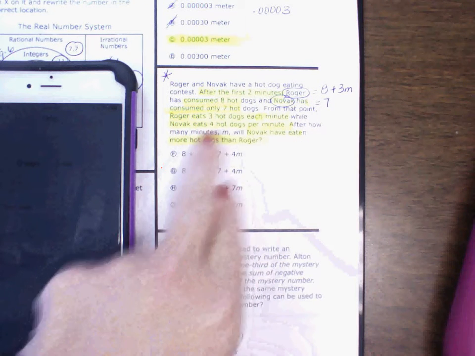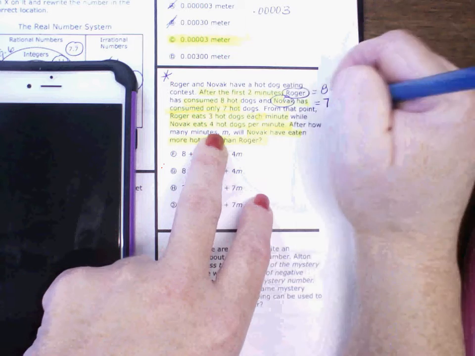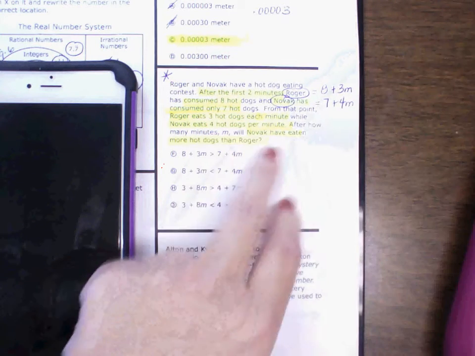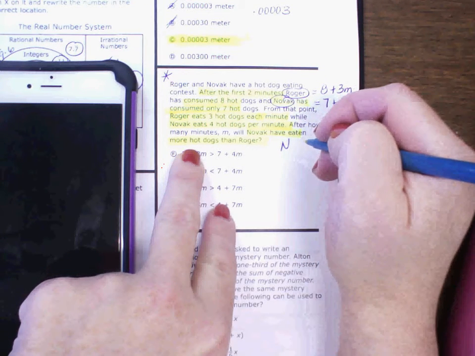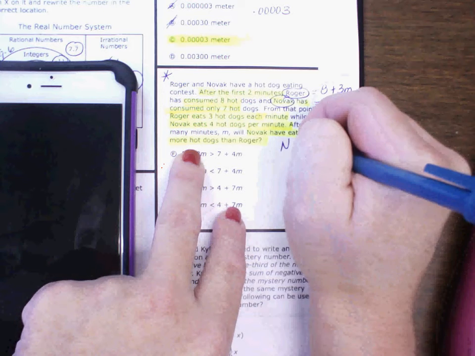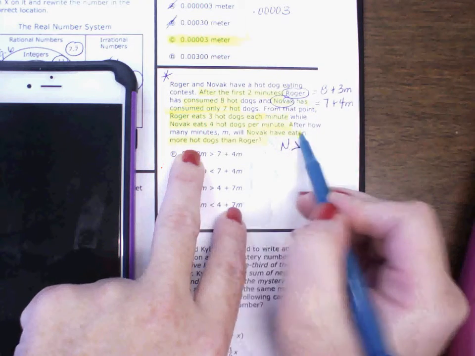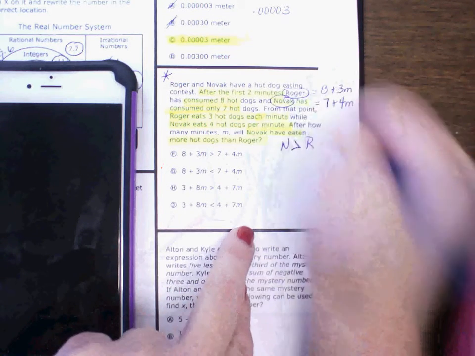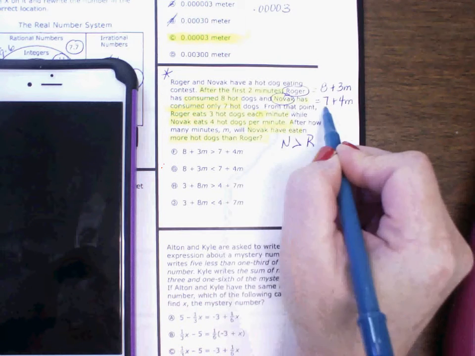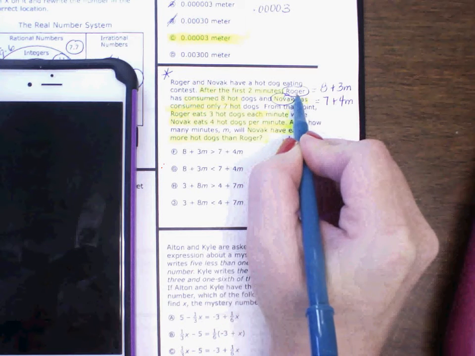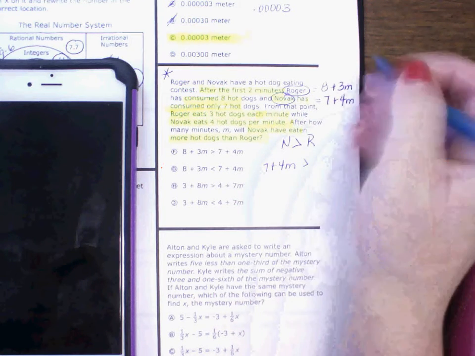Novak eats 4 hot dogs per minute. So how can I translate that? 4M. After how many minutes will Novak have eaten more? So what would that be? Greater than or less than? Novak needs to be greater than, not less than. It says Novak have eaten more hot dogs than Roger. All right, so what is Novak? That's Roger. What's Novak?